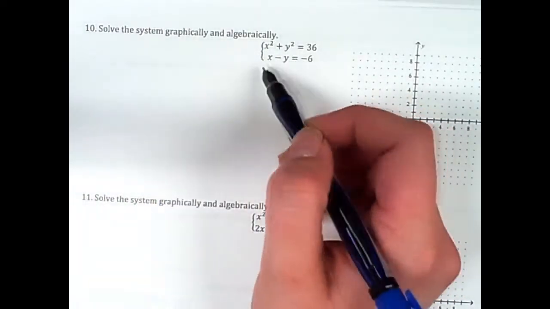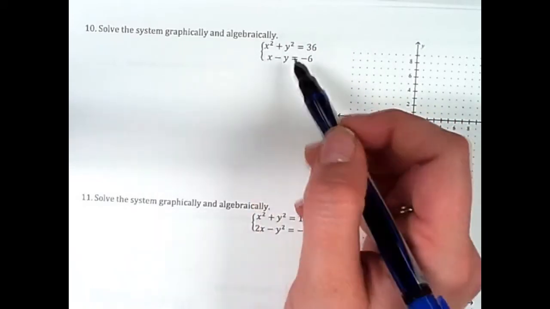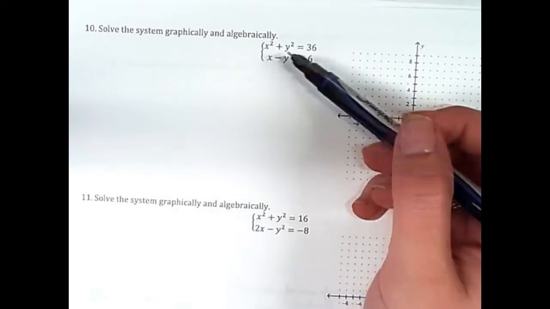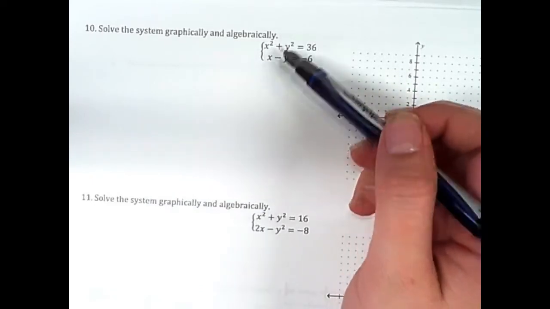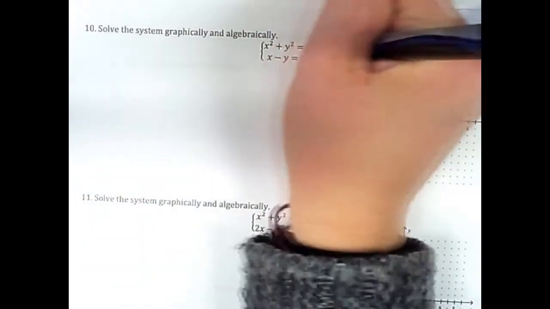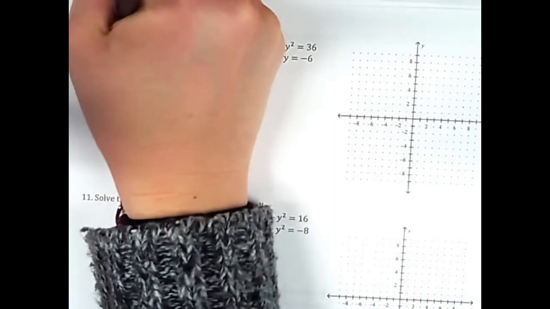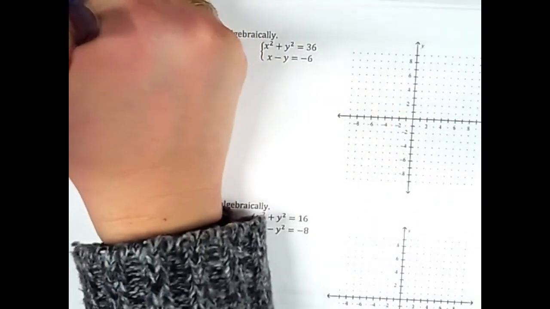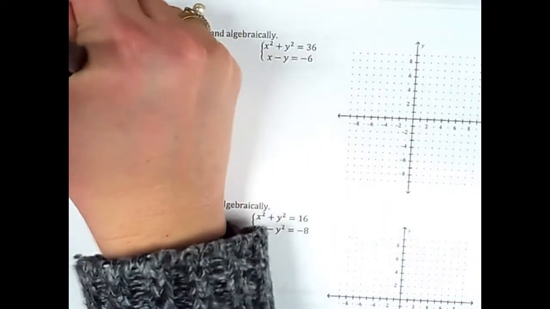What I would like to do, and the method that I would use to solve this, is substitution. If this was an x squared and this was a y squared, then I would use elimination, but because it's x squared and x and y squared and y, I'm going to use substitution. So I'm going to get y all by itself. So I'm going to subtract x from both sides and divide by -1.